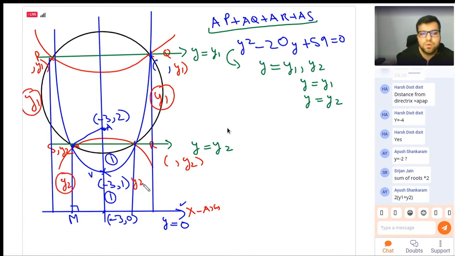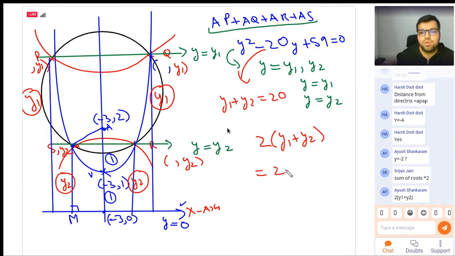Okay, so finally I can say that the sum of these distances is nothing but twice of y1 plus y2. But from this quadratic equation, I already know that y1 plus y2 is equal to 20. So the sum of distances is nothing but 2 into 20, which is 40. So is it clear? The answer will be 40. कैसे किया मैंने? I will repeat it again, but is it clear?